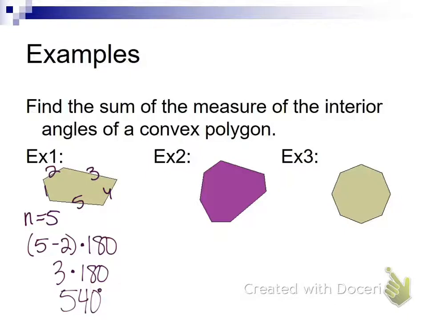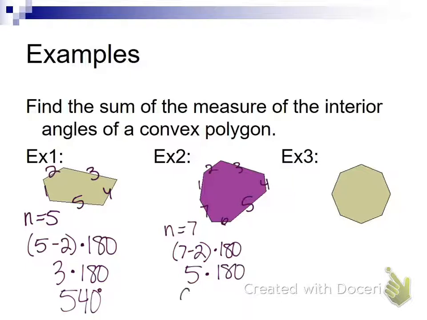All right, number 2, how many sides? 1, 2, 3, 4, 5, 6, 7. So we take 7 minus 2 times 180. 7 minus 2 is 5 times 180. 900 degrees if we were to add up all those angles.